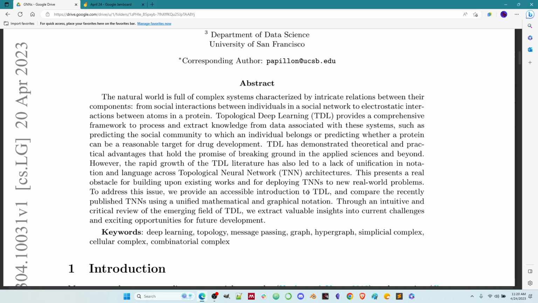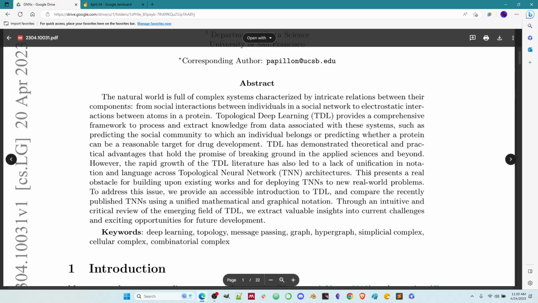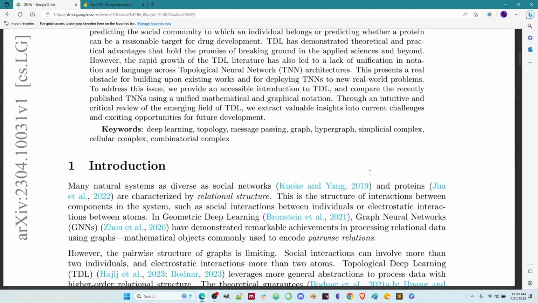This presents a real obstacle for building upon existing networks and for deploying TNNs to a new set of problems in the real world. To address this issue, we provide an accessible introduction to TDL and compare the recently published TNNs using unified mathematical and graphical notation. Through an intuitive and critical review of the emerging field, we extract valuable insights into current challenges and exciting opportunities for the future.